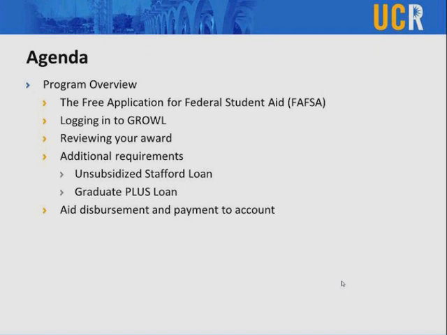So here on our first slide, you can see that our agenda for today will include a program overview, which will include the Free Application for Federal Student Aid, which some of you might have heard called the FAFSA, logging into your GRAL account, reviewing your award through your GRAL account, any additional requirements for the unsubsidized Stafford loan or for the Graduate PLUS loan, and then aid disbursement and payment to your account. So if we can go to the next slide.